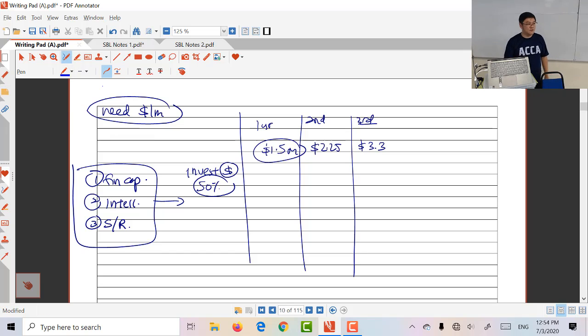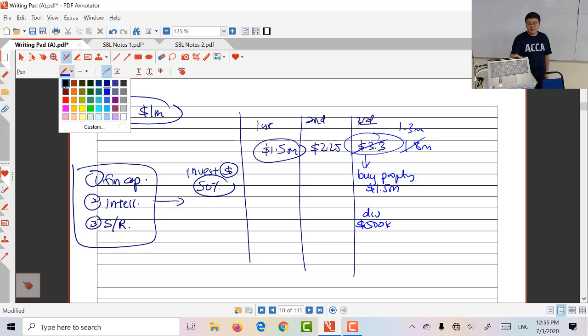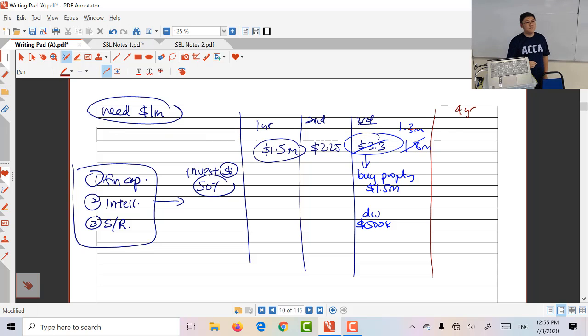But what I'll do is, from the 3.3, I will first buy a property that will cost 1.5 million. So my 3.3 becomes 1.8. I will give you 500,000 as dividend. So my money is left with 1.3. And I repeat my cycle to reinvest. So the fourth year, my 1.3 becomes another 50%, so I get another 650, so I get another 2 million.